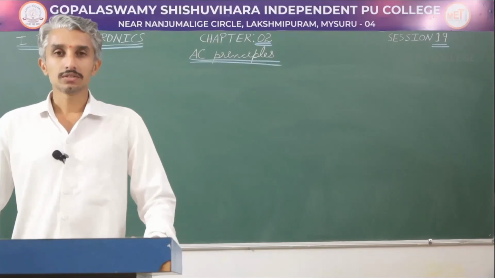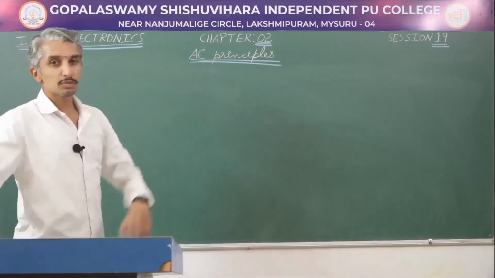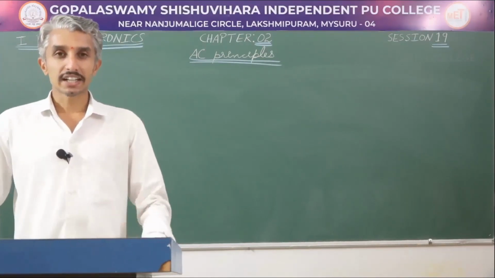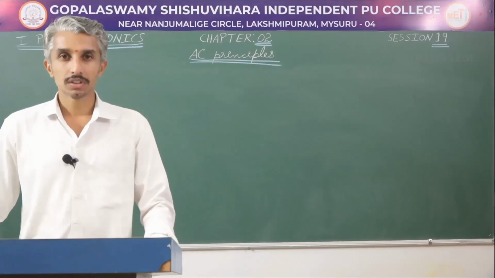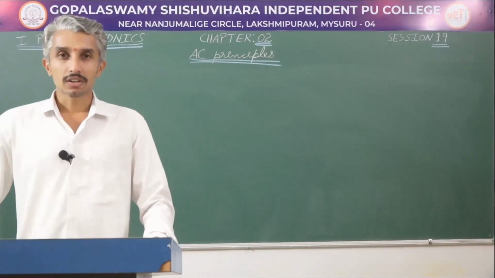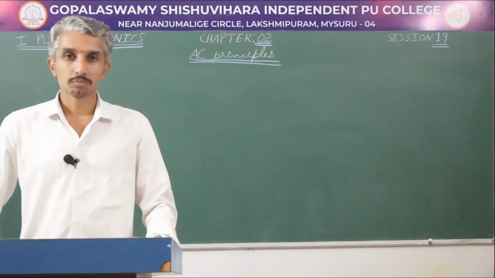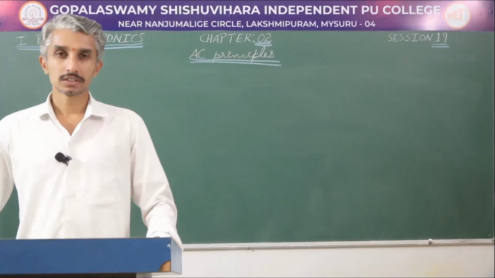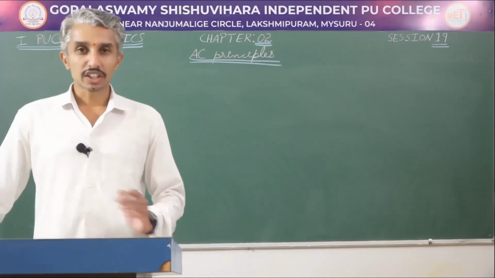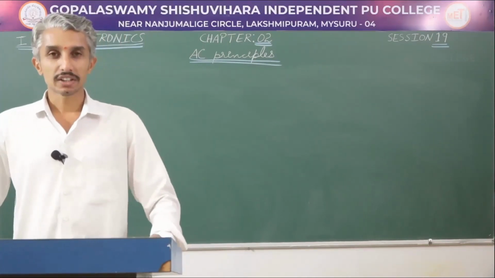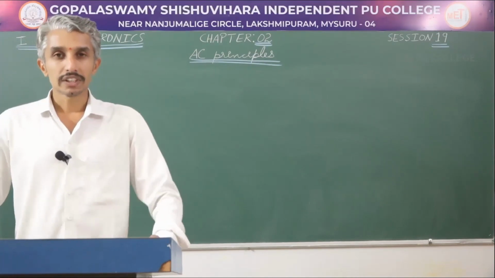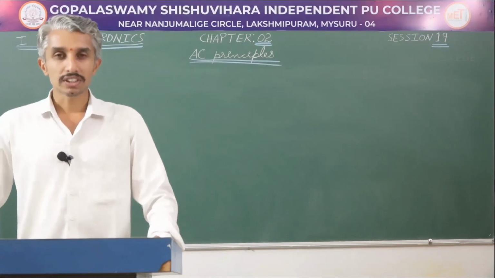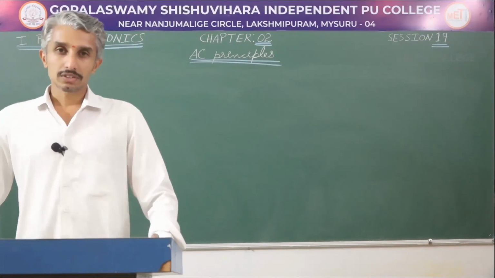Finally, in today's session on the topic of AC principles, we have learnt what we mean by alternating current or alternating voltage, where alternating current or voltage is generated, and how alternating current is produced in an AC generator. We have learnt the different terms related to alternating current and alternating voltage, and finally the RMS value, average value and different types of alternating current. That is all for this session.